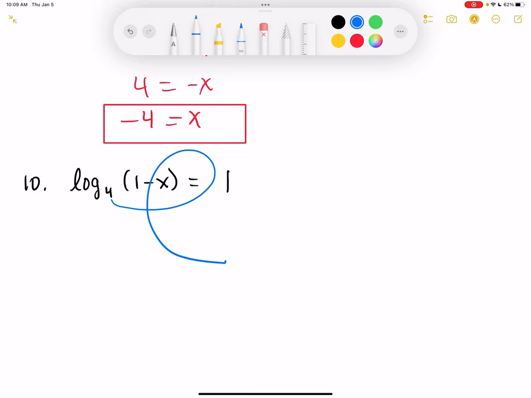All right, so this is 4 raised to the 1 is equal to 1 minus x. Obviously that's just 4, then subtract 1, so 3 is equal to negative x, so x is equal to negative 3.